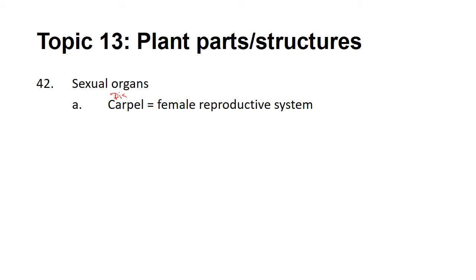The pistil is the exact same thing. It's spelled P-I-S-T-I-L. Funny way to spell it. There it is. It's the female reproductive system. It's made up of 3 components. The first component is going to be the stigma. That's going to be the thing that captures pollen from the environment.